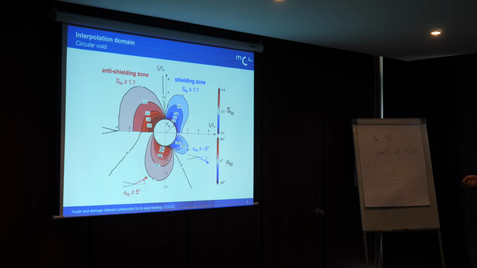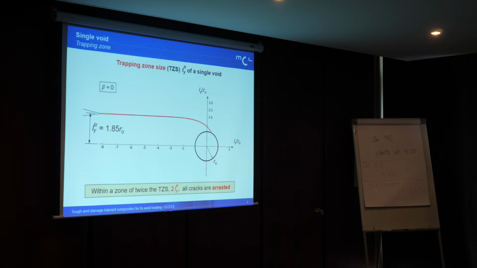On the lower part of the diagram, you see the crack propagation direction, so the direction of the crack driving force vector. In the red areas, the crack J-tip vector points in the direction of the void, and the blue area means that the crack driving force vector points away from the void. So the main deflection area at the circular void is mainly close to its boundary.